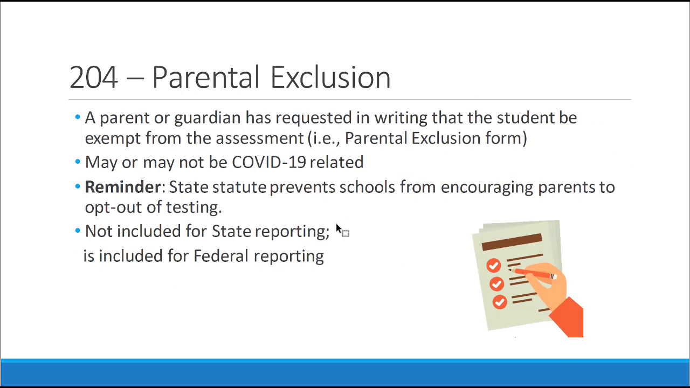Parents can also put in writing that they wish their children to be exempt from state assessments. That's called a parental exclusion or opt-out. There is a form available on the district website for parents to use. Most front offices also have copies available. Parents don't need to give a reason why they're opting their children out. They just have to indicate to the school that that is their wish. And so anytime a parent has done that, please enter the 204 parental exclusion code to the student's test. And as a bonus, it prevents the test from being started accidentally.